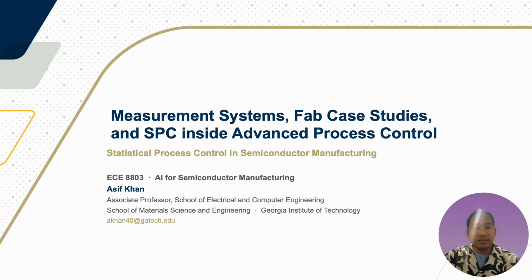Last lecture in this unit, and this is the one that undermines the previous two. Three parts today. First, measurement systems. We are going to take every number from the last two lectures and ask how much of it was the wafer and how much was the metrology. Second, three real fab parameters and what goes wrong when you chart them naively.